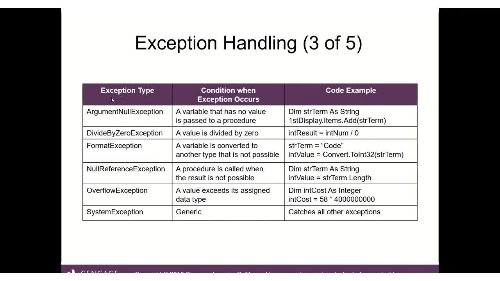So you can see different types of exceptions, the condition when each occurs, and you have the code example. This table summarizes some basic exception types along with when they happen and also some examples.